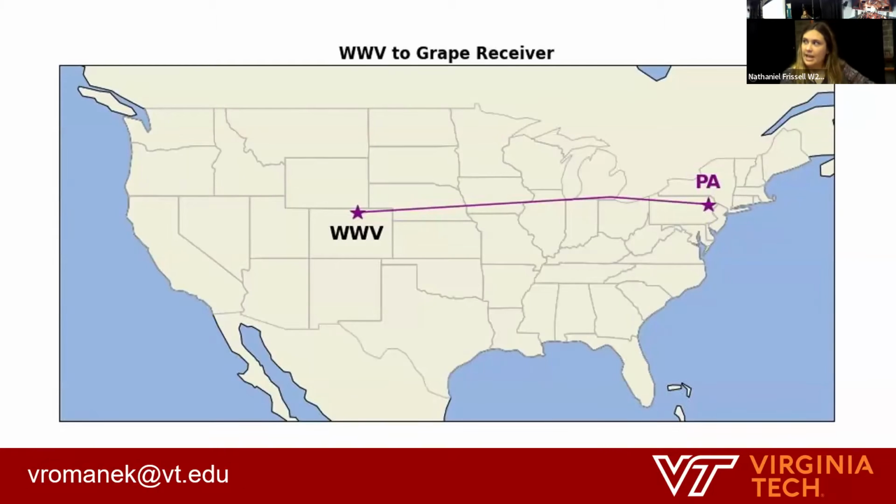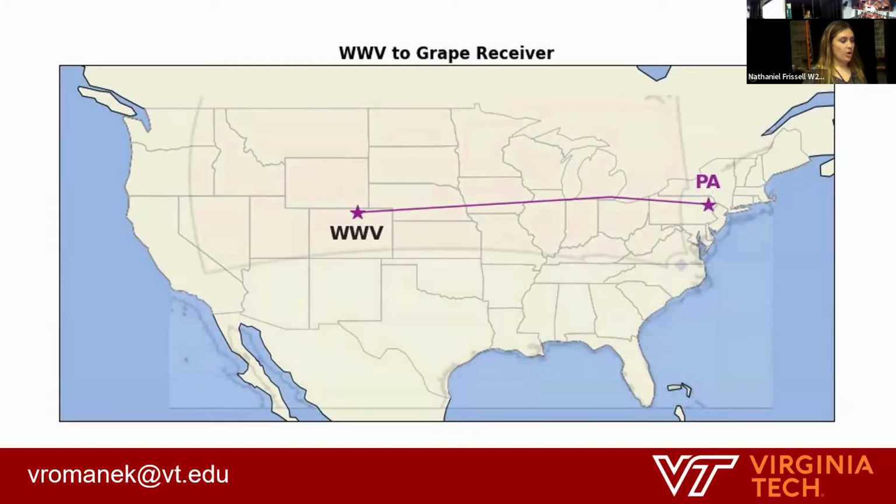Here I have a map that shows the location of WWV, which I'm using as a transmitter. As I mentioned, I'm using the 10 megahertz signal, so WWV transmits 10 megahertz, it refracts off the ionosphere, and then is received by the Grape located in or near Scranton, Pennsylvania.